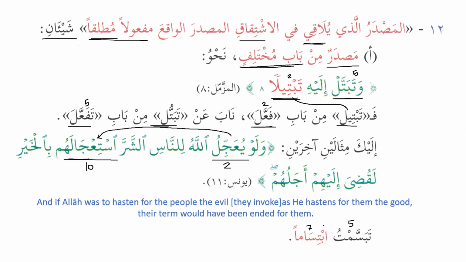Is this 7 or 8? I guess it's either 7 or 8. I don't remember. Maybe you remember. So tabassamtu ibtisaman, I smiled smilingly. So again, we can see that two different verb forms have been used. In fact, this is the verb itself, and this is the masdar that is being used over here. So there is a possibility that the verb can belong to a different bab, and the masdar can belong to a different bab, but they will convey the same meaning.